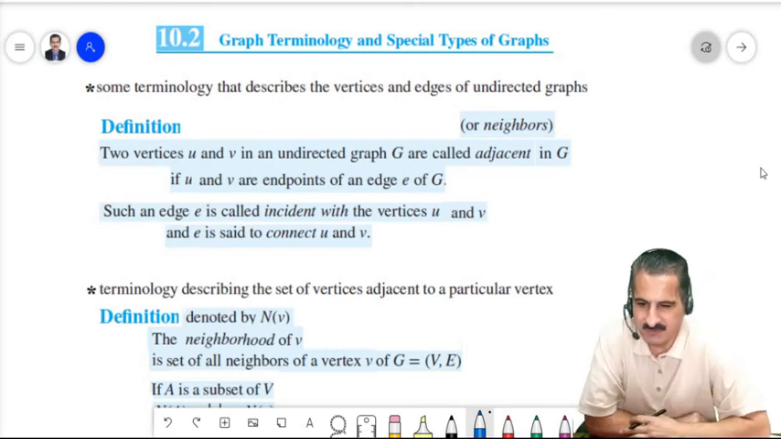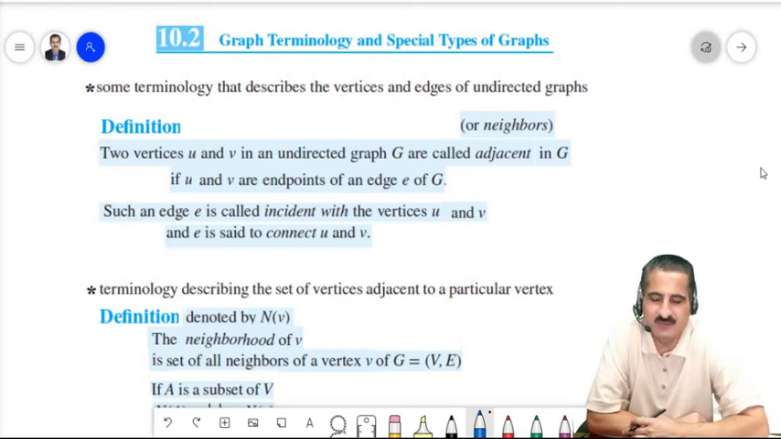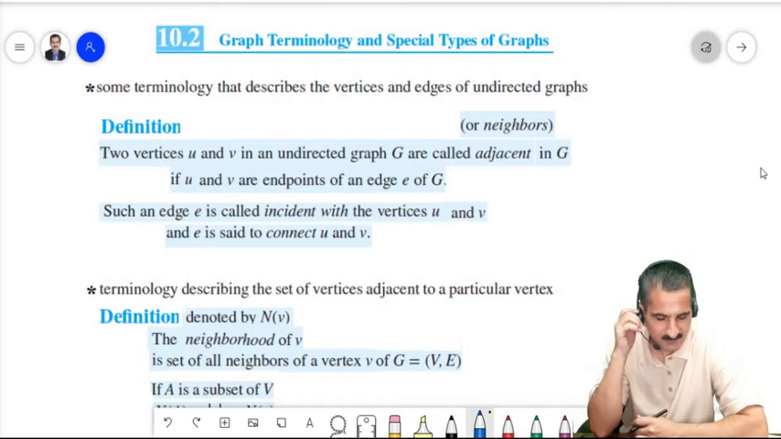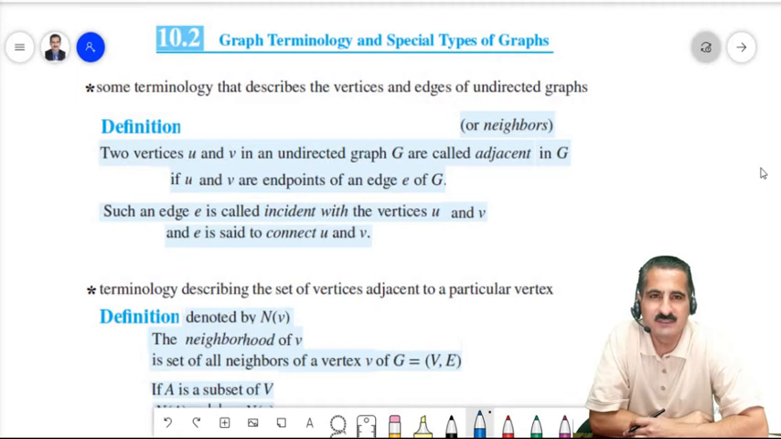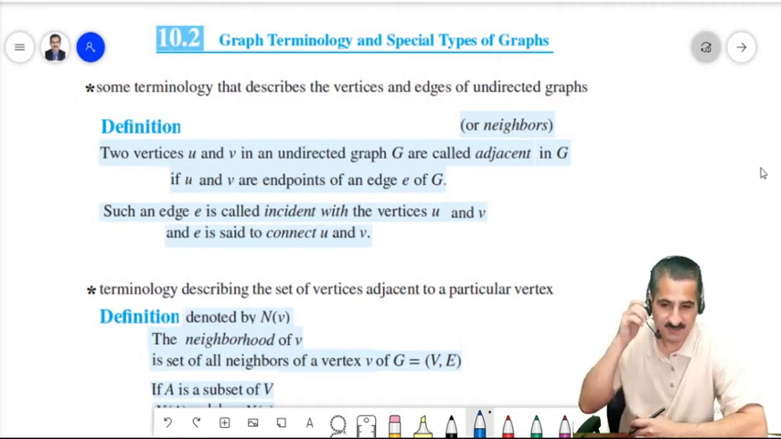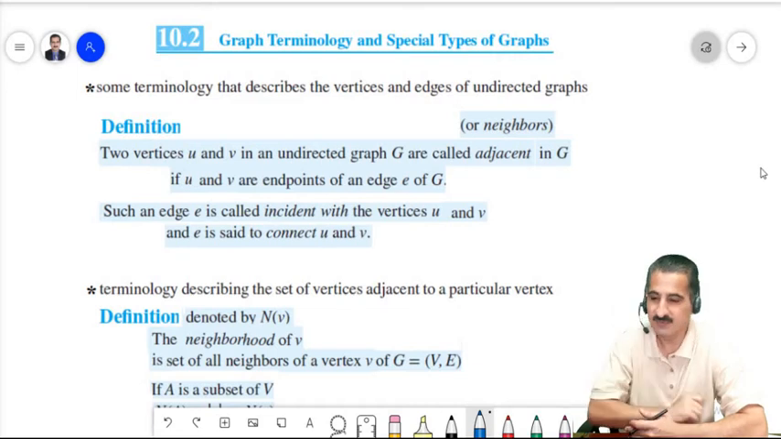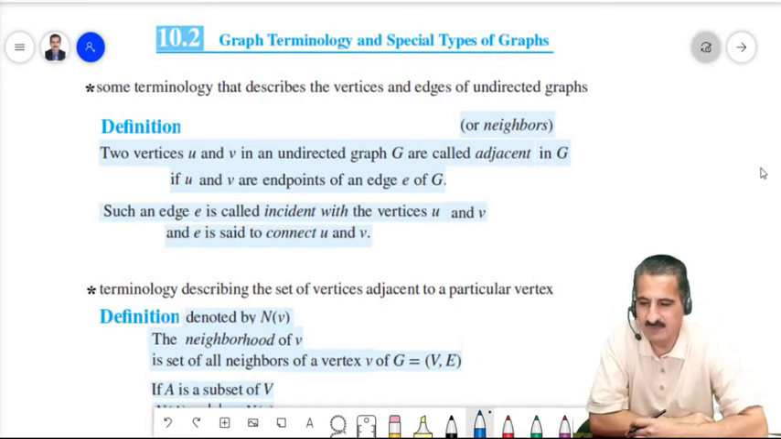Graph terminology and the special types of graphs. So we will see some terminology concerning graphs, and also we will study some special types of graphs that are very well known in graph theory in general. We start with the following definition.